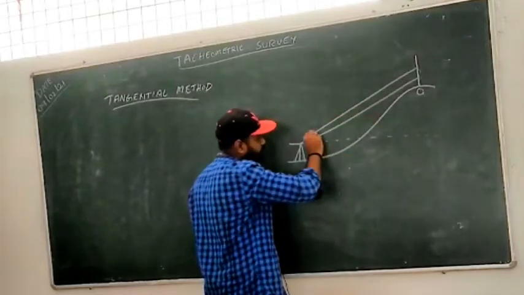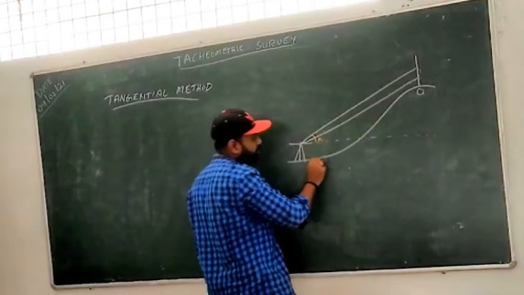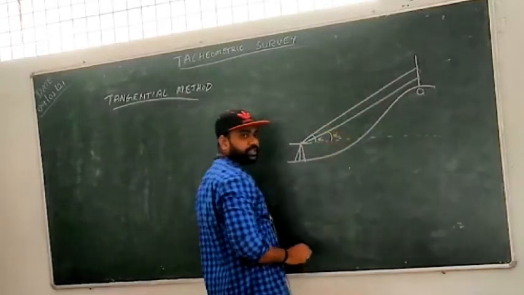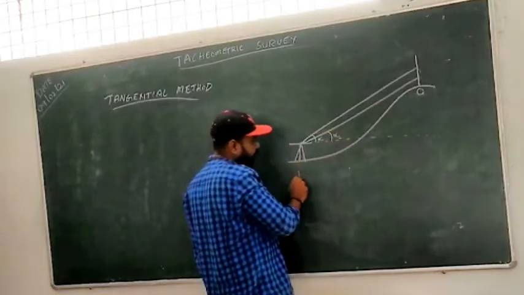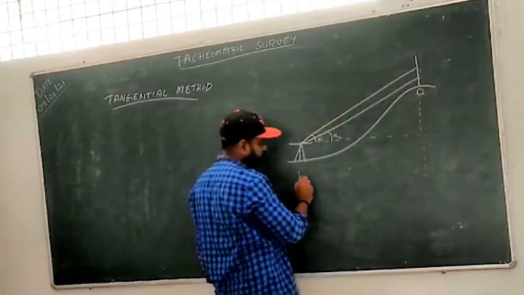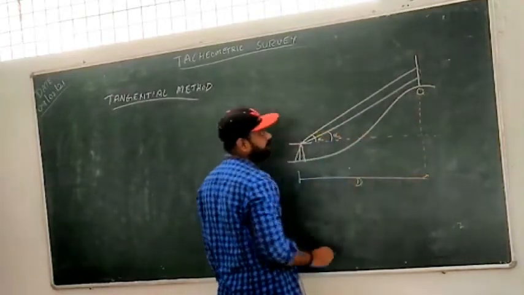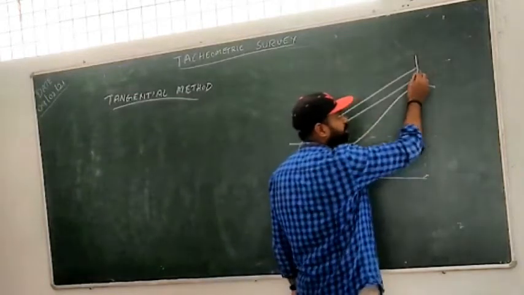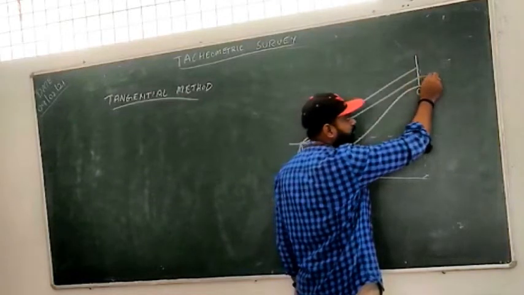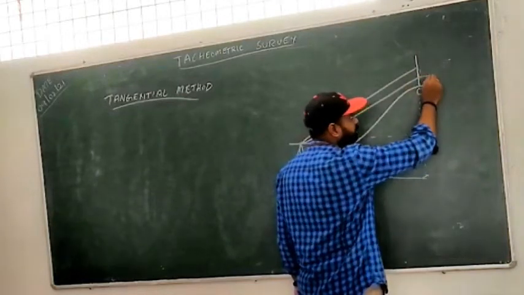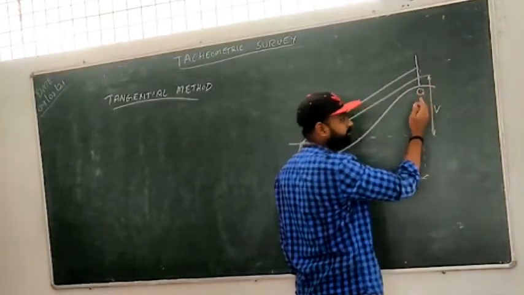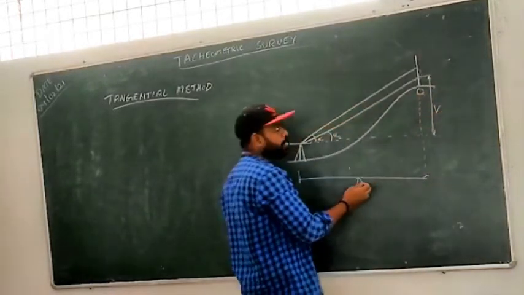Whatever angle is formed from the top vane, say this is alpha 1, and from the bottom vane, say this is your alpha 2. And if you want the distance from the instrument point to the leveling staff, say this is your distance D. And what about V? There is no line of sight here. So from here we take V. What is V? It's the elevation, right? Vertical height. This is vertical height, this is horizontal distance.